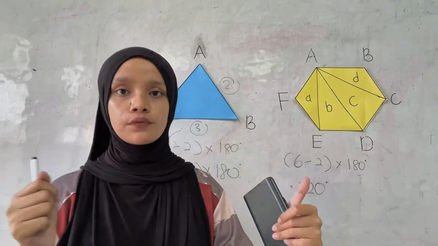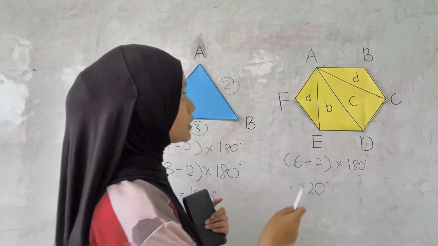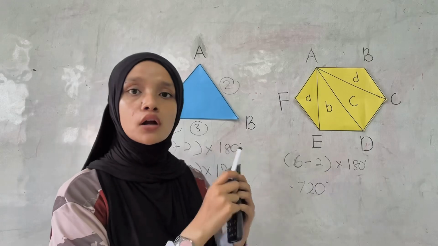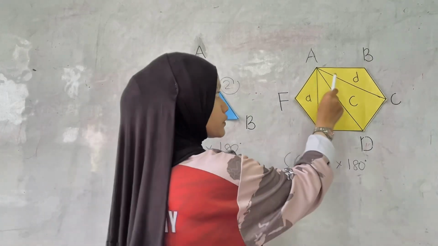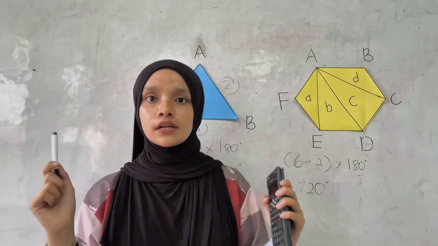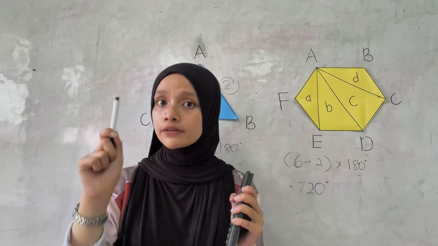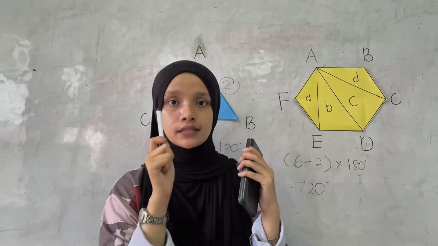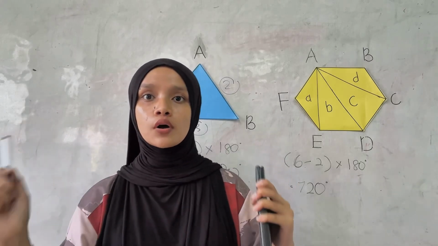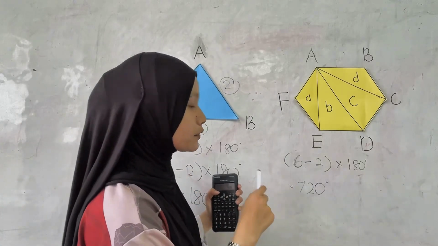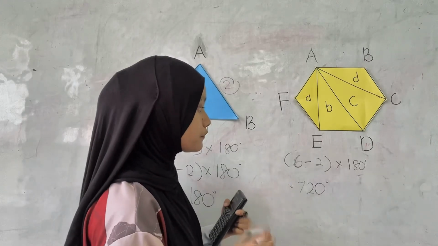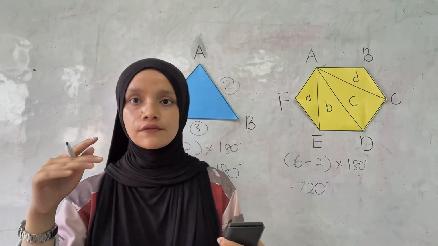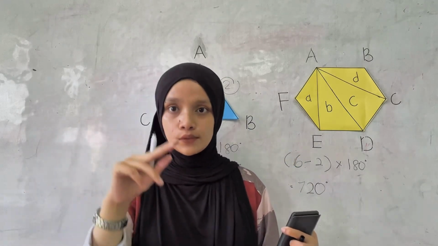So here's the proof. As you can see, we got 4 triangles here. We just count the number of triangles formed: 1, 2, 3, 4. Each triangle has an angle sum of 180, right? So we just multiply the number of triangles by 180, and at the end we will compare it with the formula we used earlier. The first answer is 720. So we are going to calculate with another formula. So let's go.